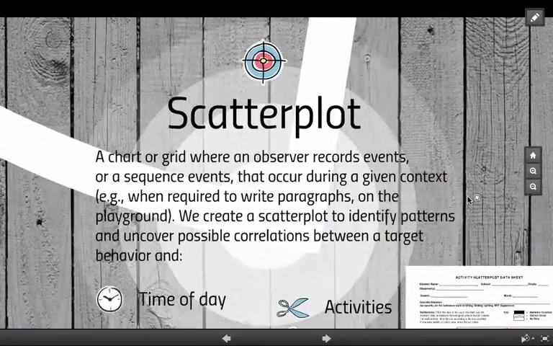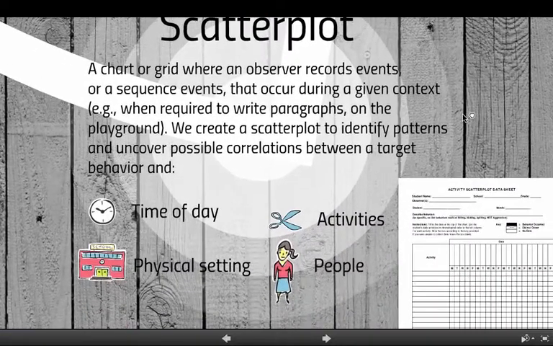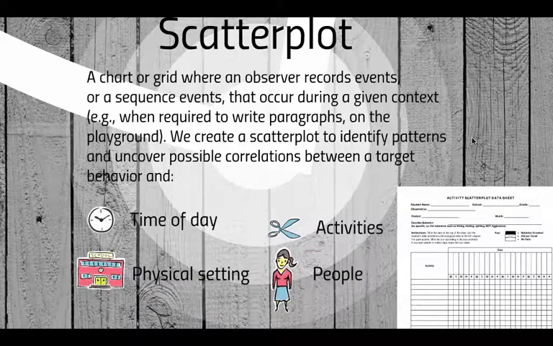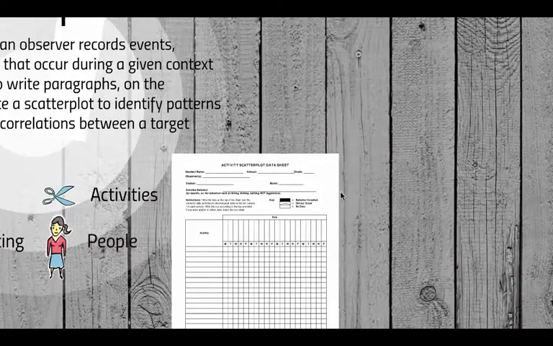Now, the other tool that I mentioned to you is referred to as a scatter plot, and that is a chart or a grid where an observer records the events or a sequence of events that occurred during a given context. So with a scatter plot, we're specifically looking for correlations. We're looking for the correlation between time of day, physical setting, specific activities the person may be engaged in, or particular people that were present. And we're looking for relationships between those variables and a behavior that may be occurring on a regular basis.